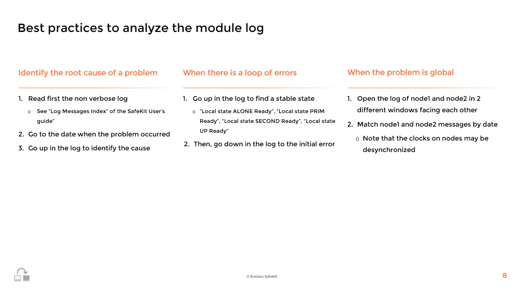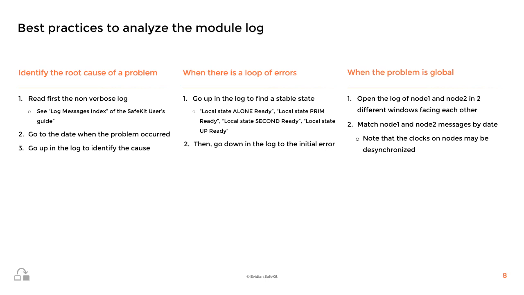When there is a loop of errors, firstly, go up in the log to find a stable state, like local state alone ready, local state prim ready, or local state second ready for a mirror module, or local state up ready for a farm module. Secondly, go down in the log to find the initial error.